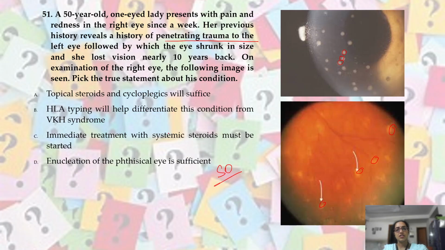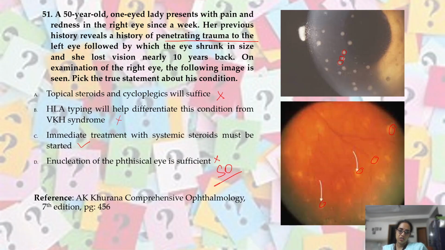Okay. So what is the true statement in this condition? Topical steroids and cycloplegics will suffice. No, we require systemic steroids. HLA typing will help you differentiate from Behcet syndrome. Why do you want to differentiate it? It's a very clear-cut case of sympathetic ophthalmia. Immediate treatment with systemic steroids must be started. This is the true statement. Enucleation of the exciting eye is sufficient. Again, wrong. So the right answer here is early initiation of systemic steroids.